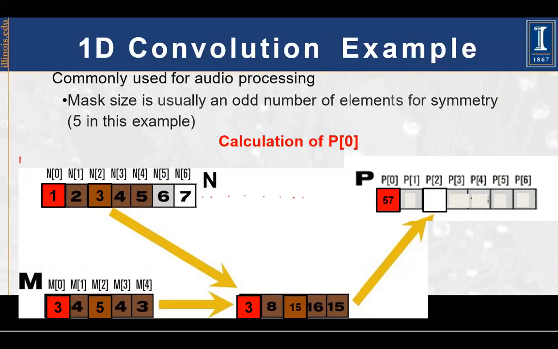So here is my input signal, the input signal samples. Now I have a filter of size 5. It has 5 coefficients, a 5-tap filter. The size of the filter is 5 taps or 5 weights.